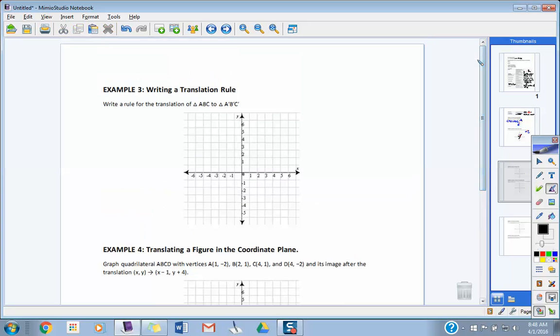All right, this one says write a rule for the translation of ABC to A prime, B prime, C prime. Writing a translation rule. Okay, this one's kind of a tricky one. They use kind of a different form, from component form to what we call writing a rule for translation. And this is really the same thing. Let's do this. Let's make it easy on you guys today.